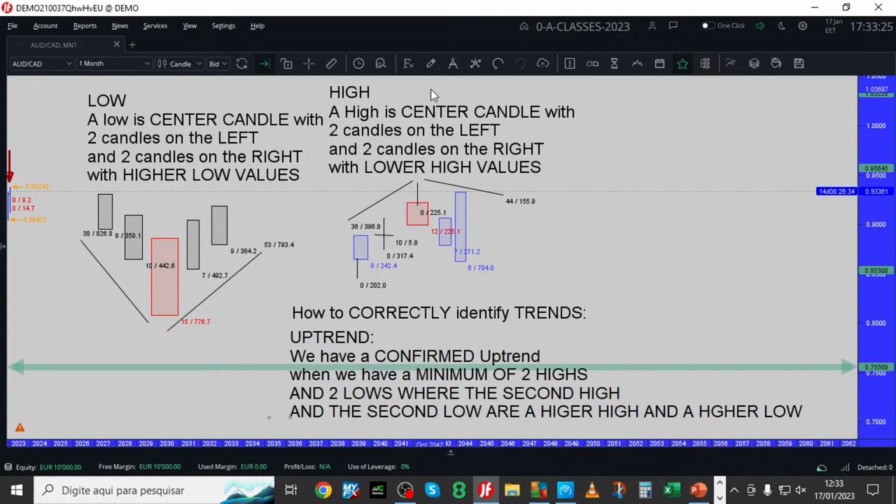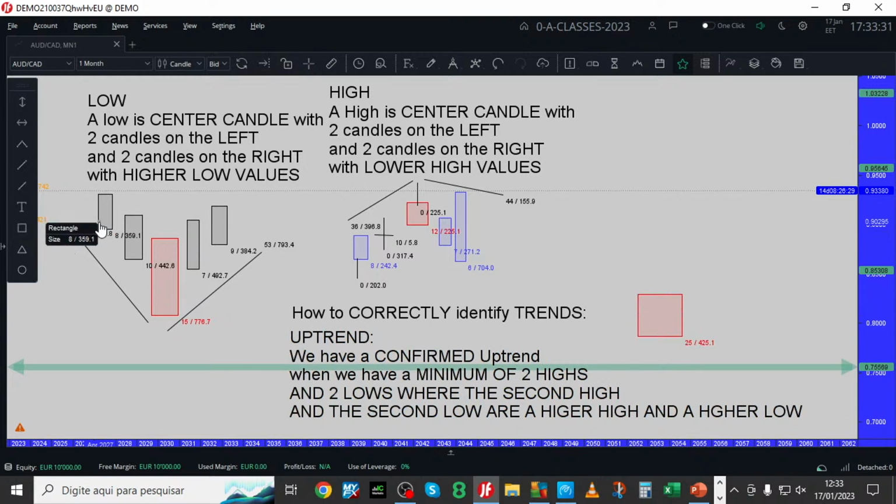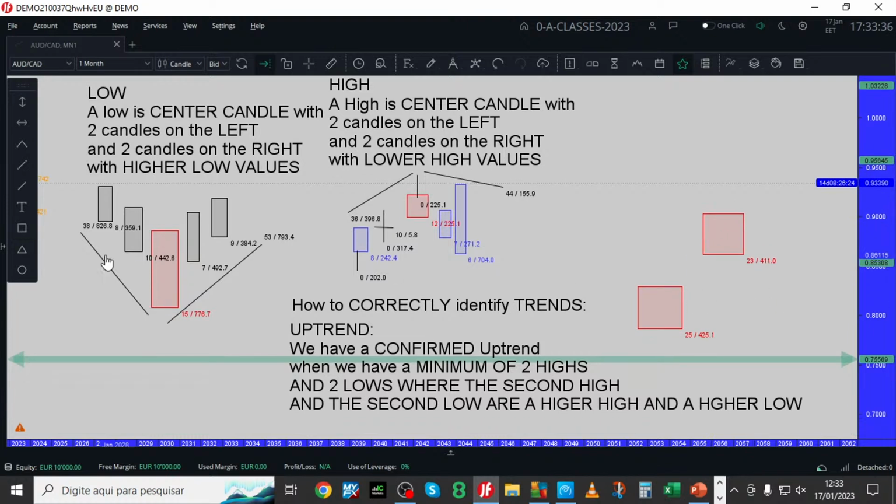Okay, so everybody, you have a low in here, and you have a first high in here. Now you have a second low, which is a higher low, and then you have a second high, which is a higher high. So you have low to high, high to low, low to high, bam, now we have a confirmed uptrend. Okay, everybody, what is an uptrend?